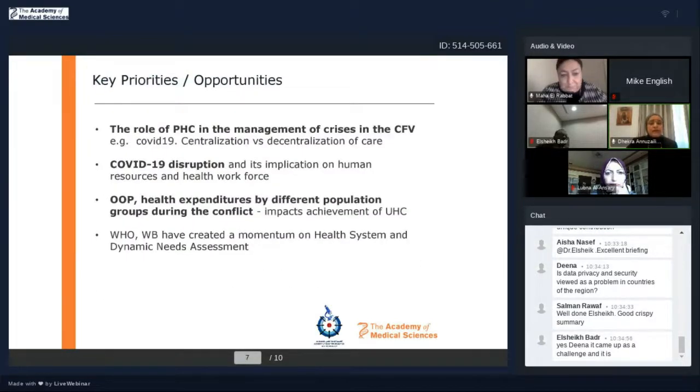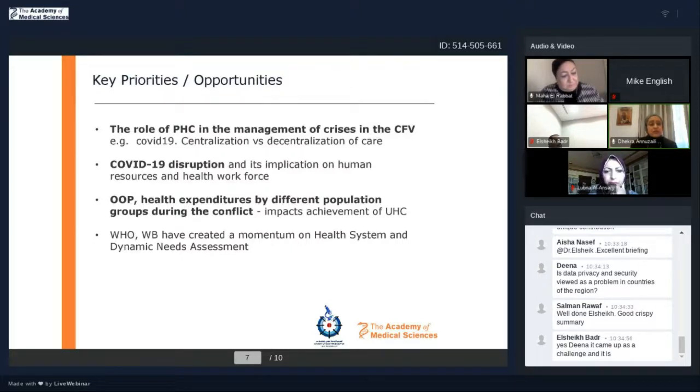The role of primary healthcare in the management of crisis in the CFVs, centralization versus decentralization. We have to focus on family health and primary healthcare at the decentralized level rather than reaching for the centralized level, which is the tertiary healthcare centers, so as not to waste resources.